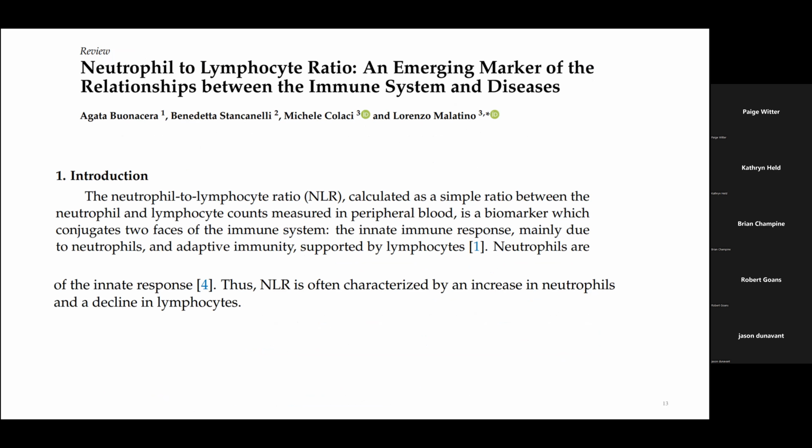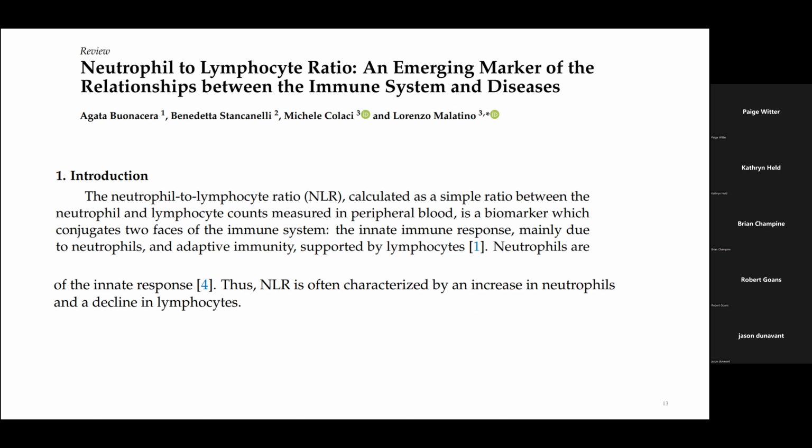It's the ratio between neutrophil and lymphocyte counts in a peripheral blood count, a complete blood count. But it's a biomarker which conjugates 2 faces of the immune system: the innate immune response, which is mainly due to neutrophils, and the adaptive immune response that's mostly supported by lymphocytes. When the neutrophil lymphocyte ratio goes up, this is characterized by an increase in neutrophils and a decrease in lymphocytes, typically.